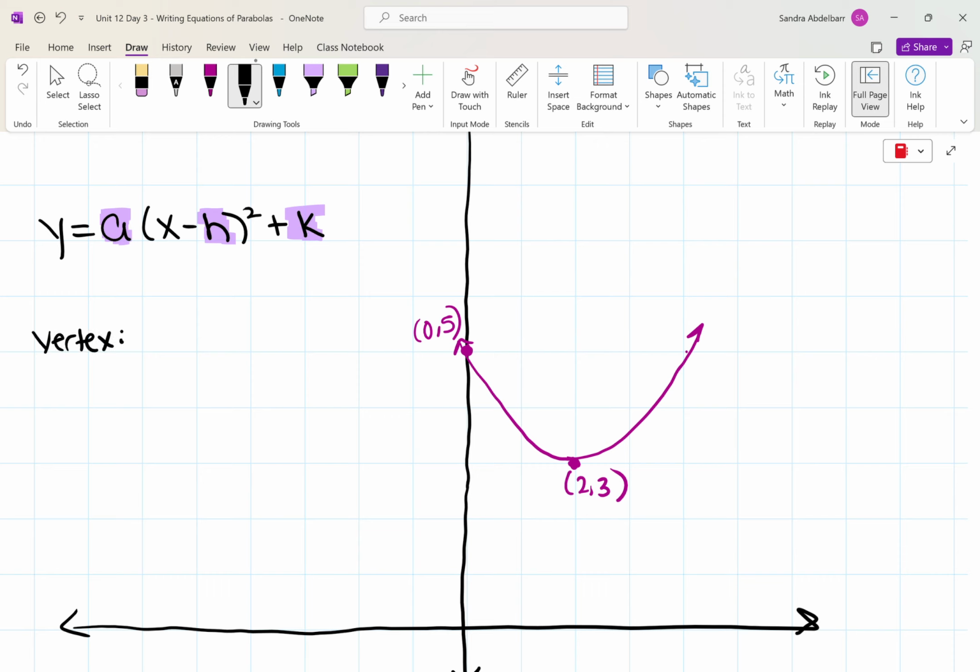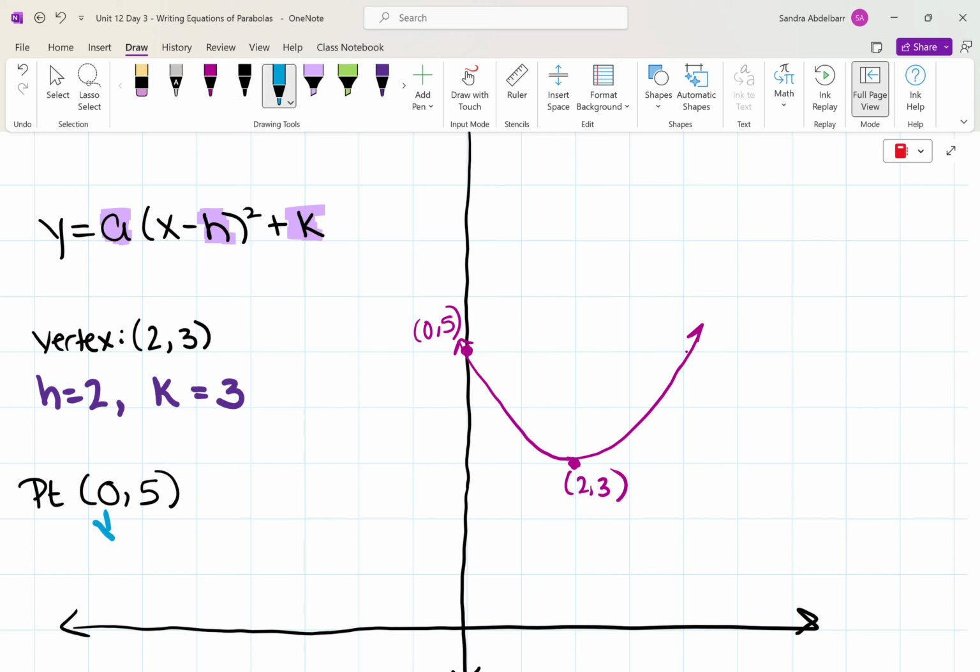Well, we know the vertex is 2, 3. So what does that mean for us? That means my H is 2 and my K is 3. The only other thing we have is the point 0, 5. That means 0 is X and 5 is Y. What am I going to do? I still don't have an A.